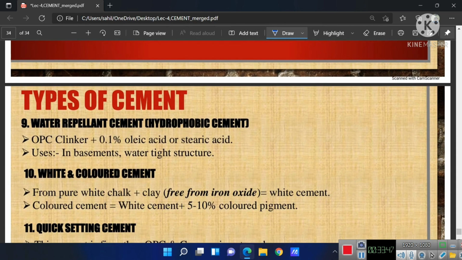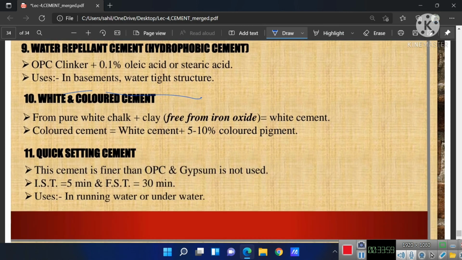Now, water repellent cement, that is hydrophobic cement. OPC clinker plus 0.1 oleic acid or stearic acid, uses in basements, watertight structures. White and colored cement, from pure white chalk plus clay free from iron oxide is equal to white cement. Now colored cement is equal to white cement plus 5 to 10% colored pigment.